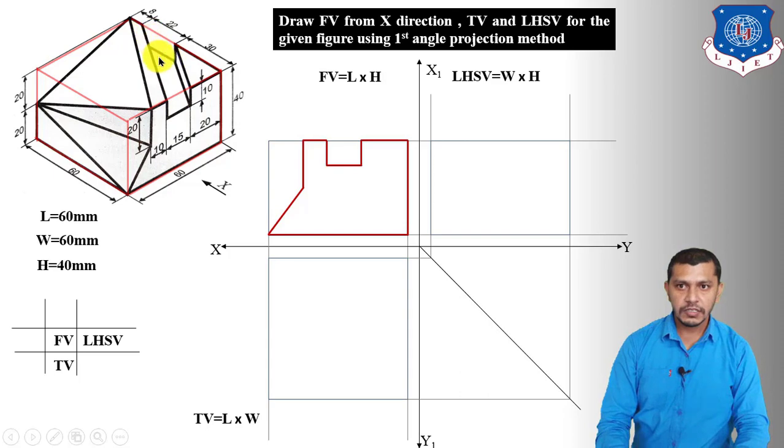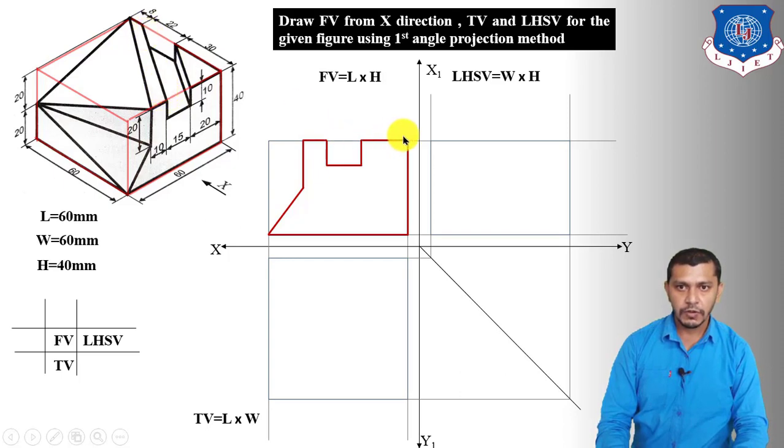Now to understand the projection of the slot, we will use the concept of projection of points and lines. So starting from this corner point of the slot, this corner point is projected over here, and we have to draw this line in the front view. So one point is projected over here and the second point is going to project over here in the front view. So connect these 2 points to show this line in the front view.